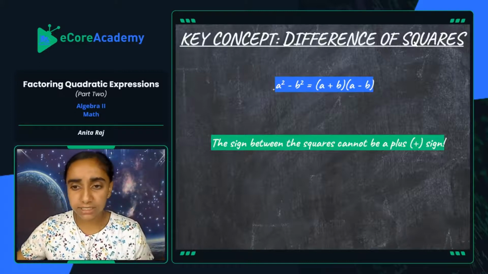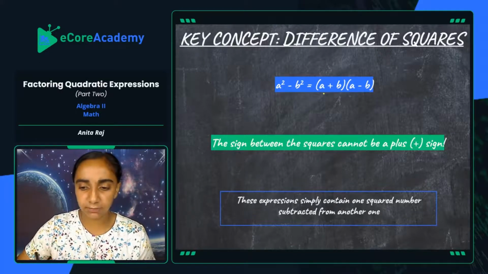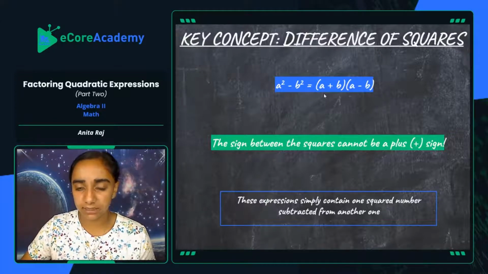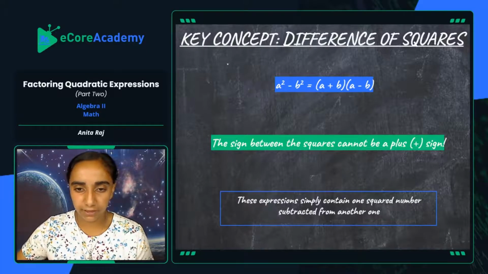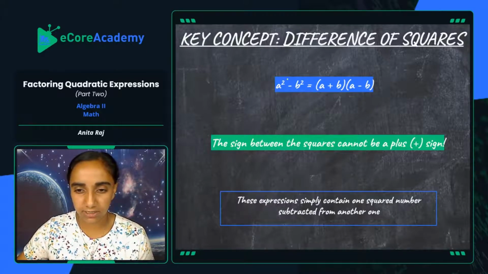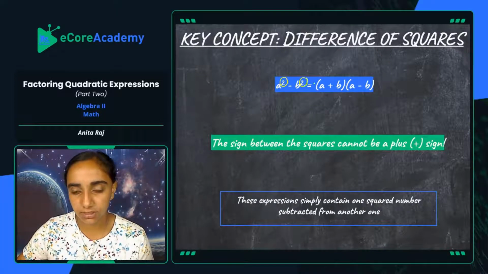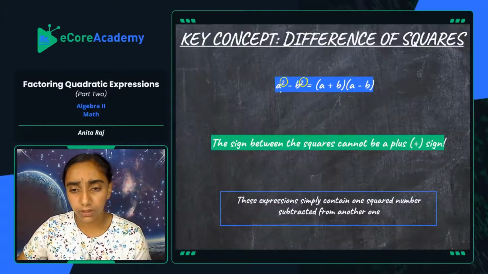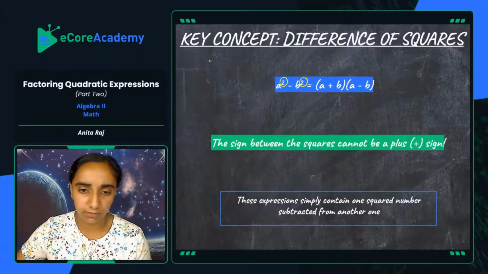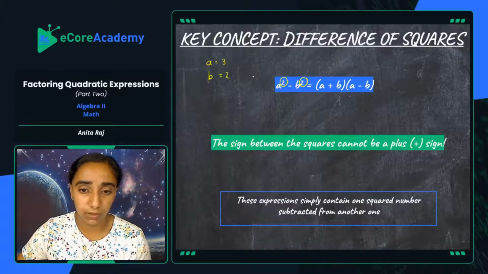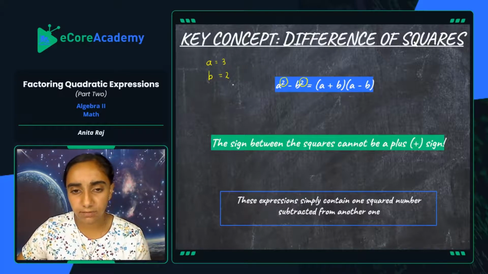So it's a difference of squares, and these expressions simply contain one squared number subtracted from another one. So let's break down exactly what that means. We have a right here. A is a squared number. As you can see, it's to the second power. B is also a squared number, so it's also to the second power. Therefore, let's say we have a value a and we have a value b. I'm just going to give them random values. A is equal to, let's think of a small value, 3, and b is equal to 2.